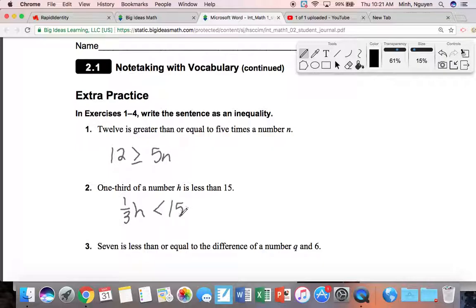I'm not really big on this analogy, but I know it's a popular one. People say that this is the gator mouth, and it's always facing the bigger number. So you could say 12 is greater than or equal to 5n, and if it's eating the bigger number, then 15 is greater than 1/3 h. Another way of saying 15 is greater than is saying 1/3 h is less than, right? So if that's your thing, you can imagine that as the gator mouth, and the mouth is always trying to eat something bigger or greater.